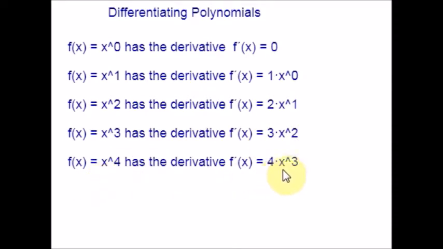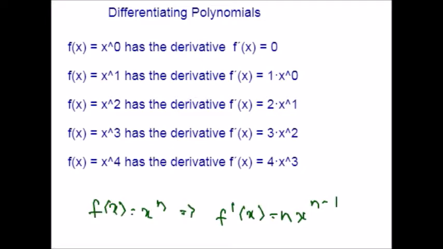So in every case, the result can be obtained by multiplying by the original index or power and decreasing the power by 1. Am I right? This result can be shown to apply in general, and we can write the following rule. I'm going to write the rule for this one. This is nothing but the power rule. Power rule will be applied in differentiating polynomials. We will be applying the combination of all the rules: constant multiple rule, sum rule, difference rule, and power rule.